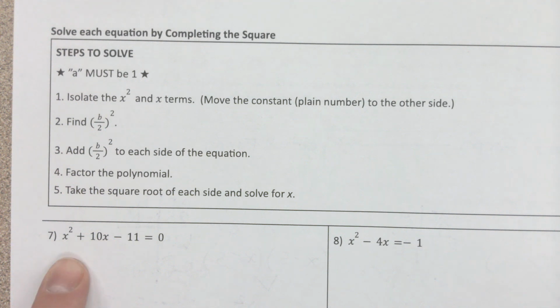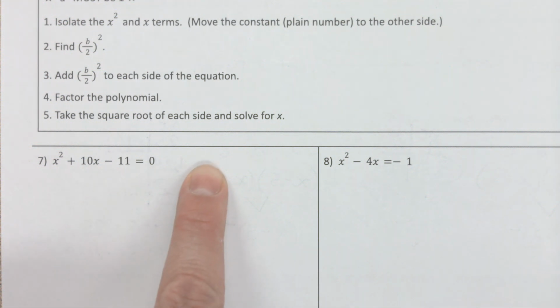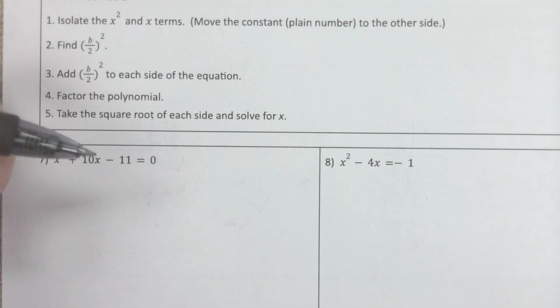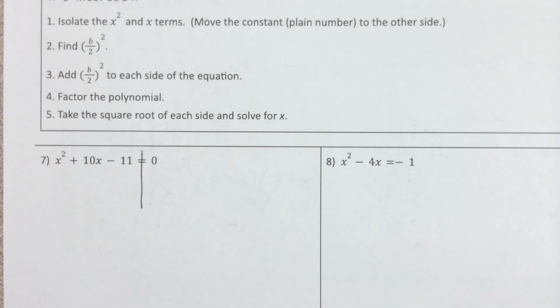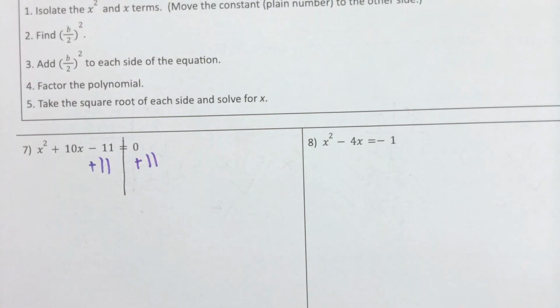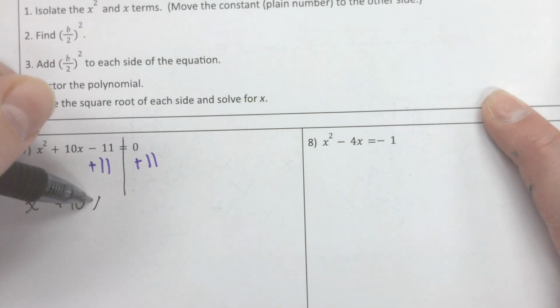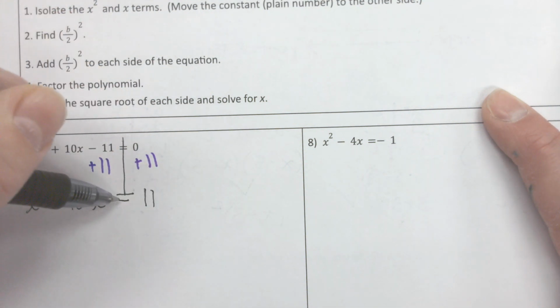First thing we want is just the x's on the left side. So let's move the plain number, the constant, to the right side. That's a minus 11, so we're going to plus 11. And we get x squared plus 10x equals 11.